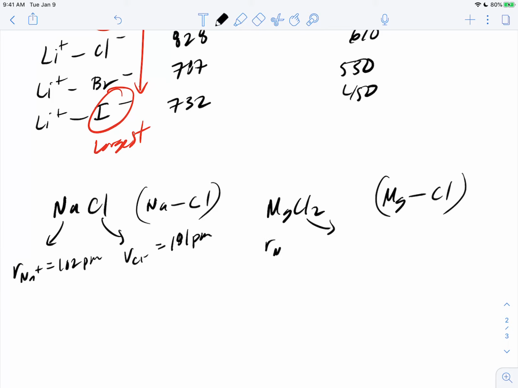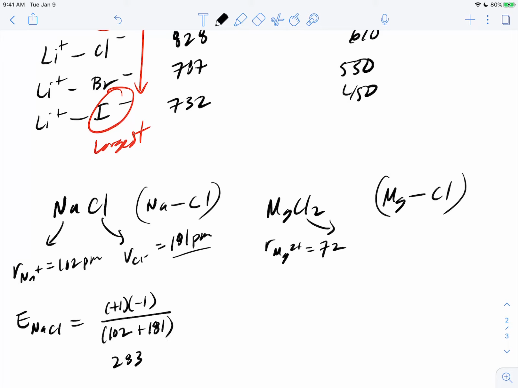So we have R Mg2+ is equal to 72 picometers, and we already have chlorine as 181. Okay, so what we can do is say the relative energy of NaCl is going to be equal to Q positive times Q negative, which is plus 1 times minus 1. And then it'll be the addition of the radii, 102 plus 181. So this is equal to 283.